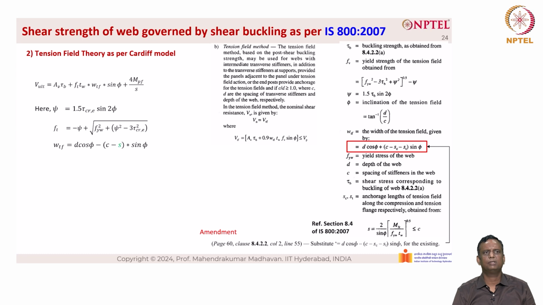So, what we derived in the equations is basically the same as the one present in IS 800, except that here in IS 800 they have two A sub C and A sub T.